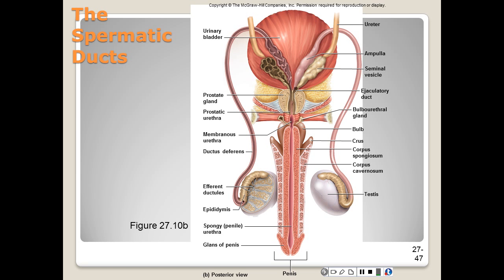Now the secretory portion is very convoluted. It's a very convoluted duct with numerous branches that empties into the ejaculatory duct, which is right in here. Now the yellow secretion of the seminal vesicles constitutes about 60% of the semen. I hope you guys heard what I just said. The yellowish secretion of the seminal vesicles constitutes about 60% of the semen.